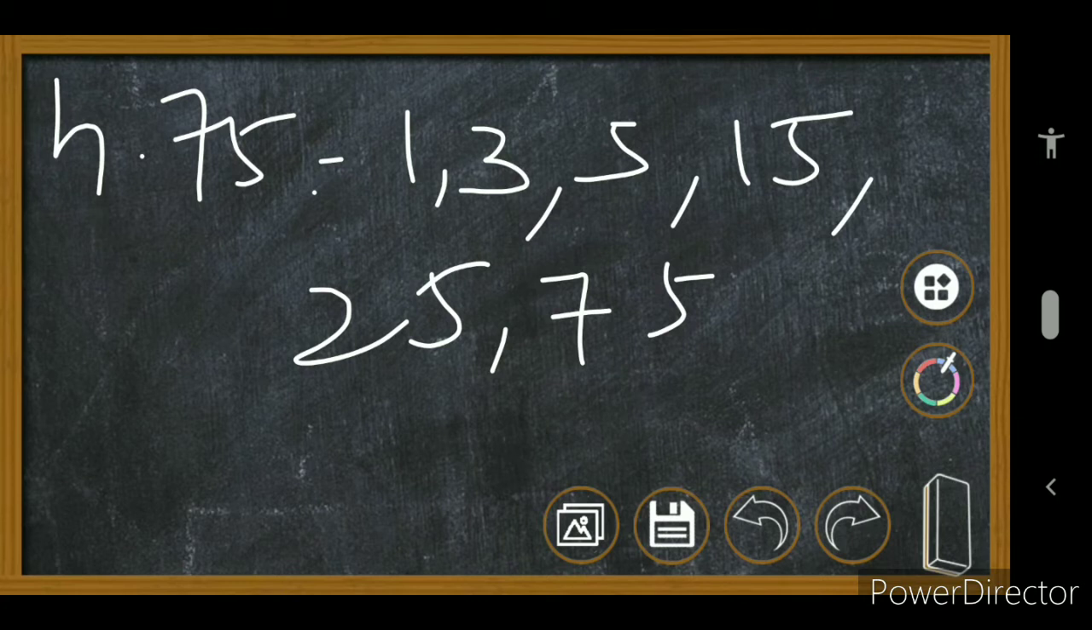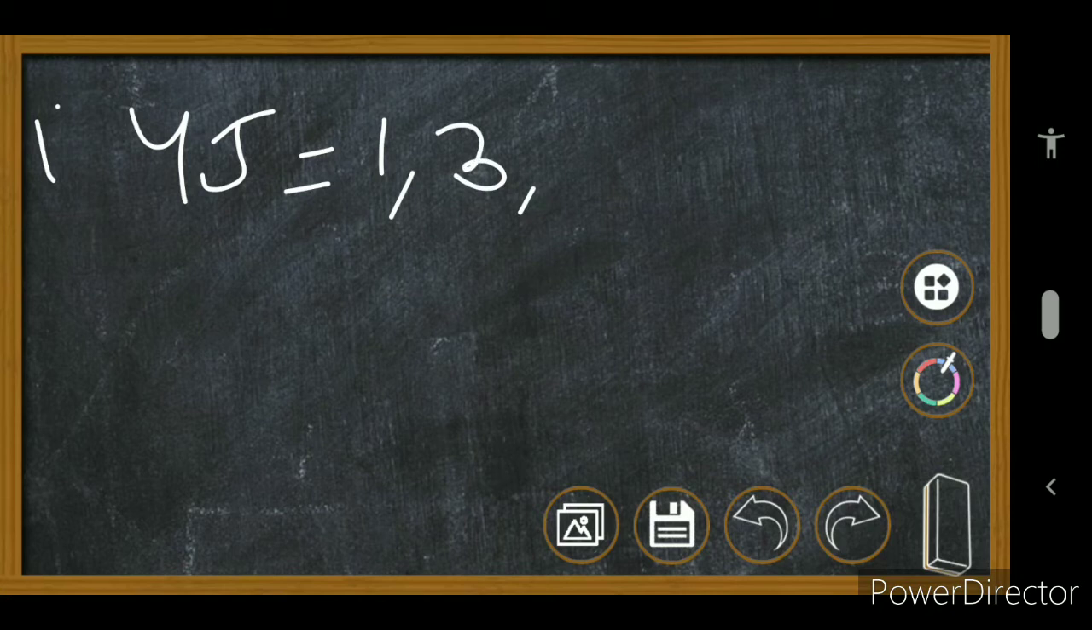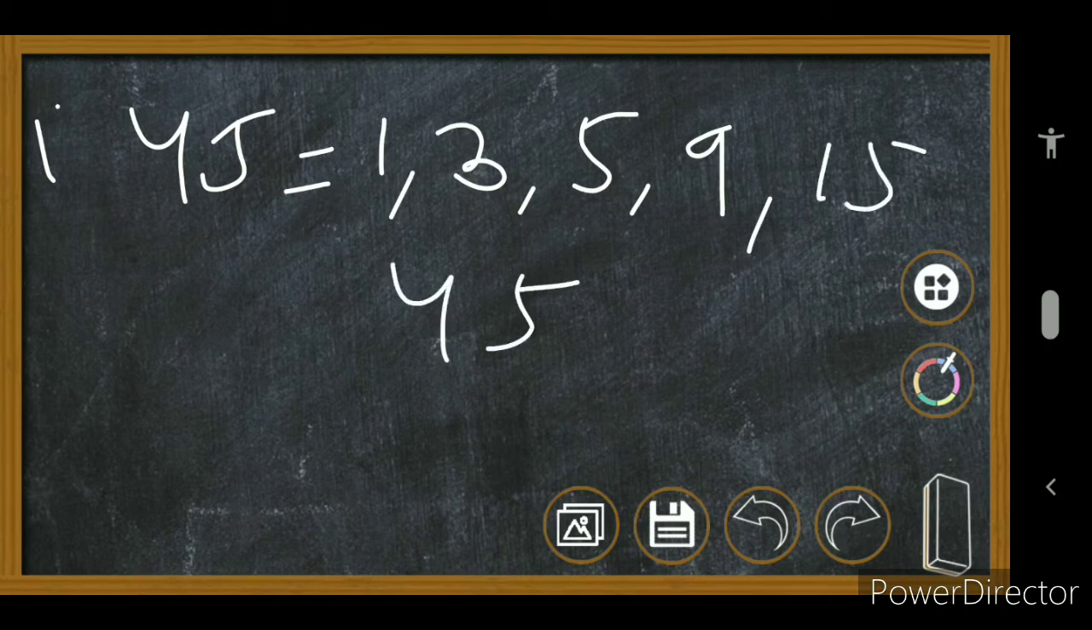I is 45. Okay, I 45. So we have to find the factor for 45. So 45 will go by one time, then 3s are, 5s are, 9, 15 and in the same table, that is 45 ones are 45. So I is also done.